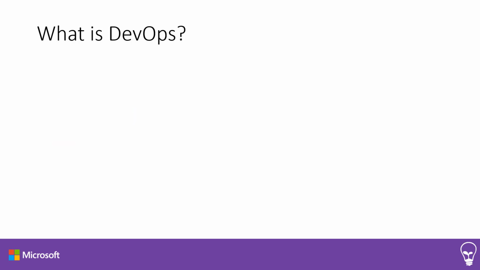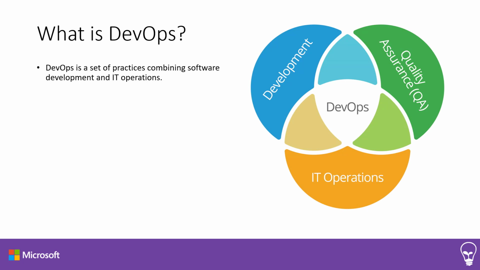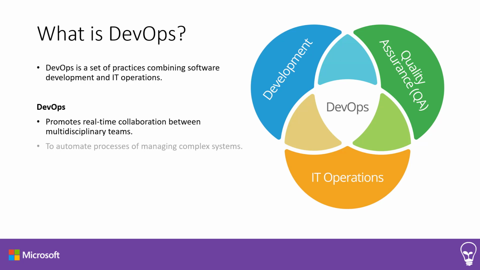What is DevOps? DevOps by definition is a set of practices combining software development and IT operation. The purpose of DevOps is to promote collaboration and allow multidisciplinary teams to merge their efforts into a streamlined development process. DevOps focuses on automation to drive faster deployment and in turn increases frequency and quality of the deployed application.